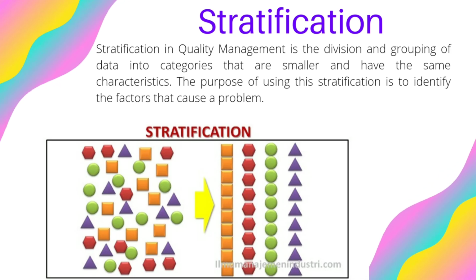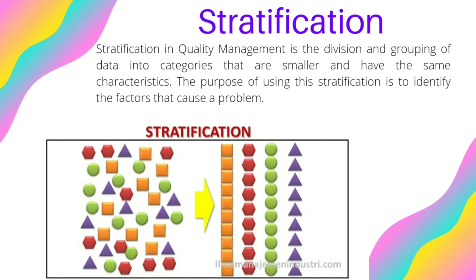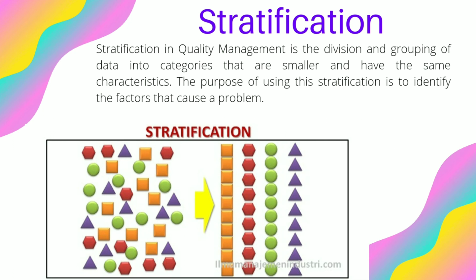The last one, stratification. Stratification in quality management is the division and grouping of data into smaller categories that have the same characteristics. The purpose of using stratification is to identify the factors that cause a problem.